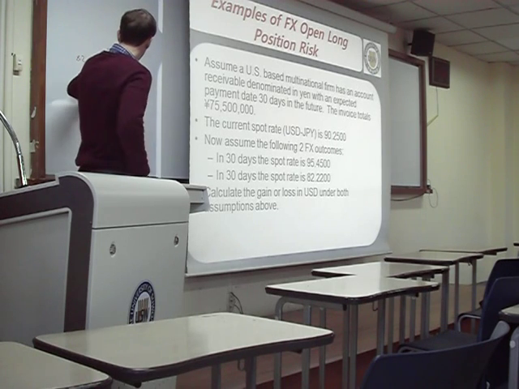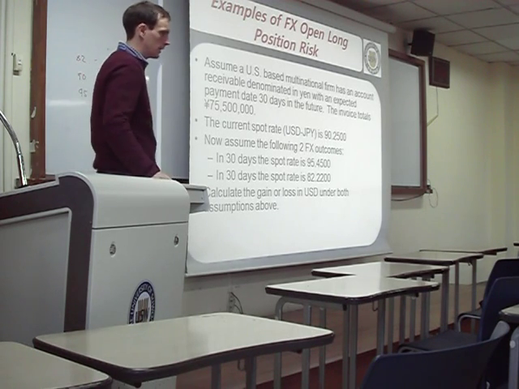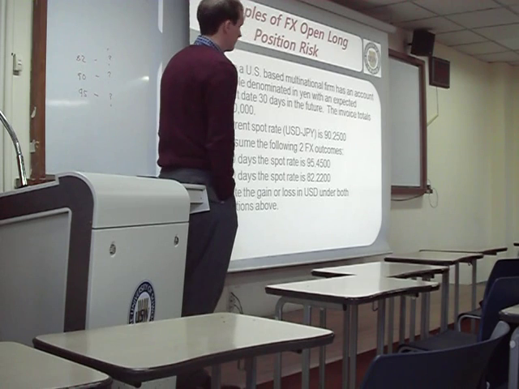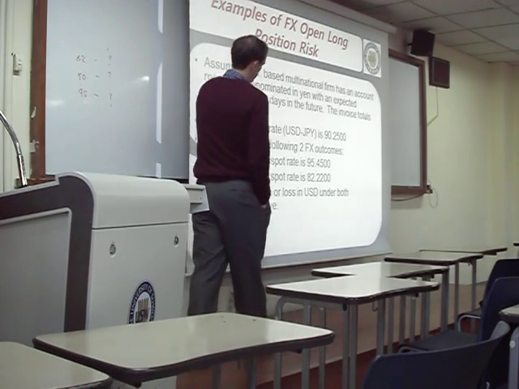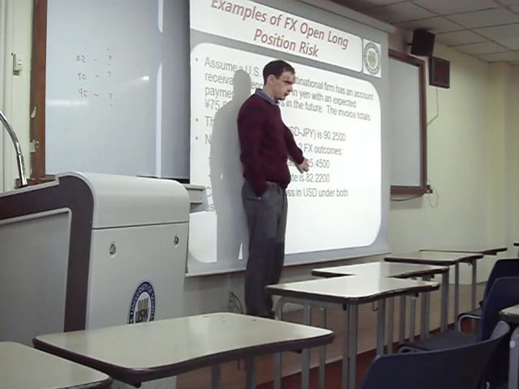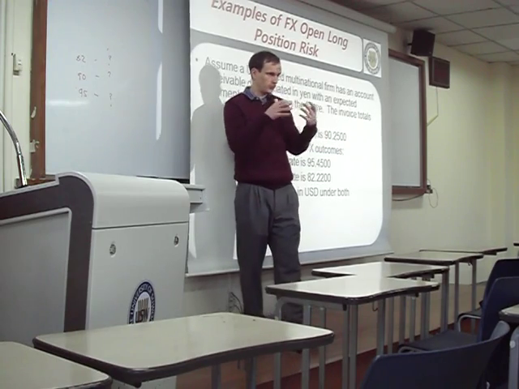Then what's the difference between this and this, and this and this? That's going to be your gain and your loss. You don't have to do all the decimal points if you don't want. You can just do 90, 95, and 82. The answer will be roughly the same anyway.